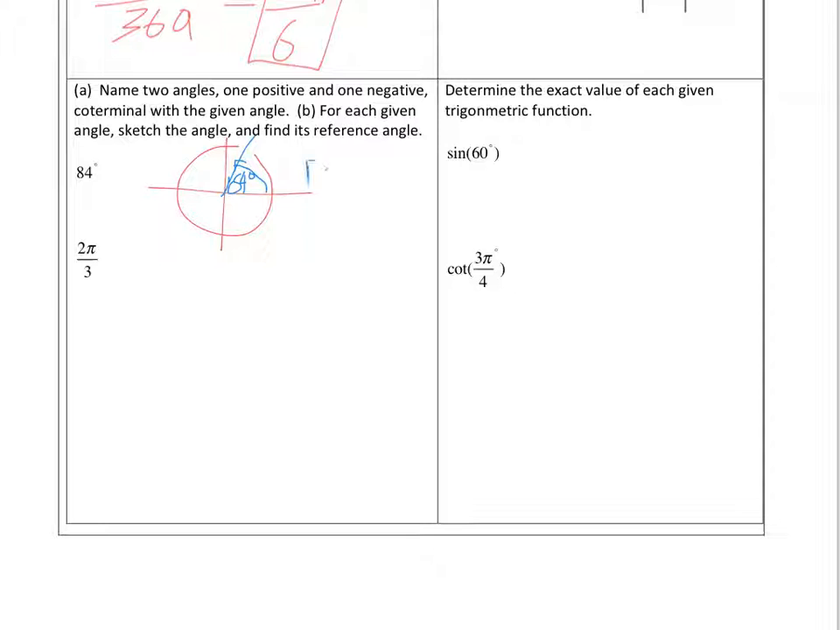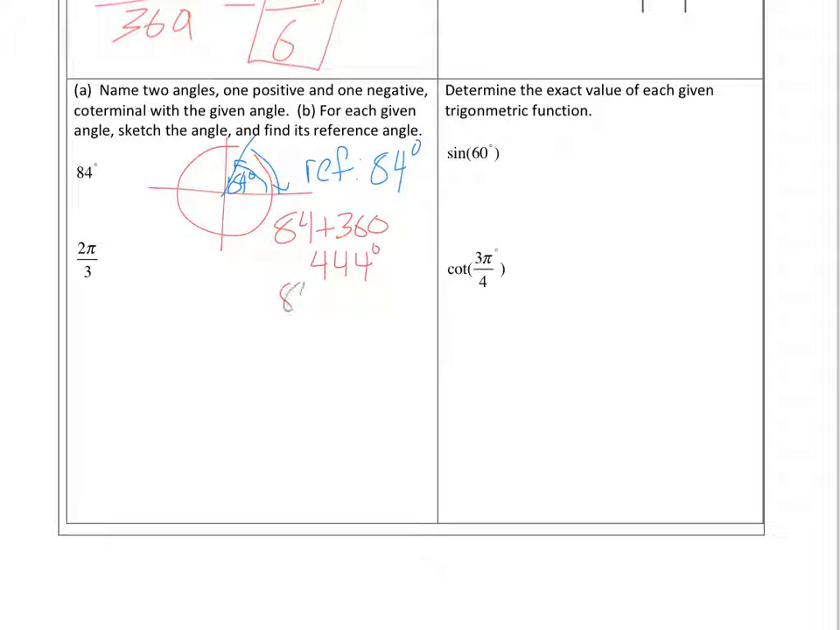It's also going to have a reference angle. I've got to go back down to the x-axis, and that's going to be 84 degrees. That's interesting. It's in the first quadrant. Its reference angle is itself. Coterminal angles, I'm going to do 84 plus 360 to get a positive one. And in doing that, I've got 444.